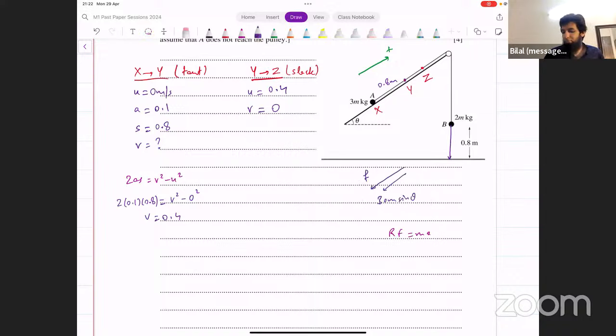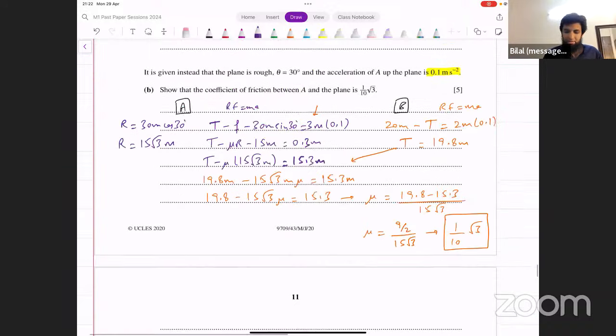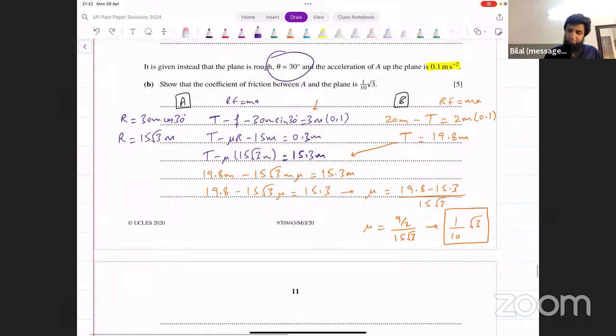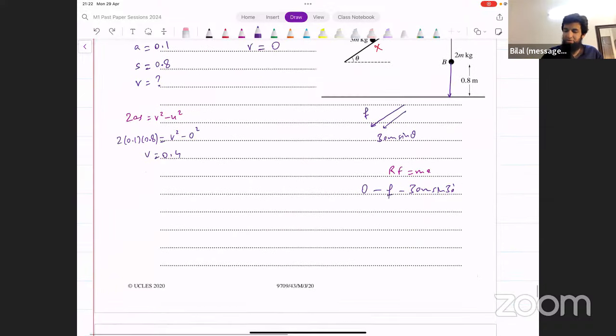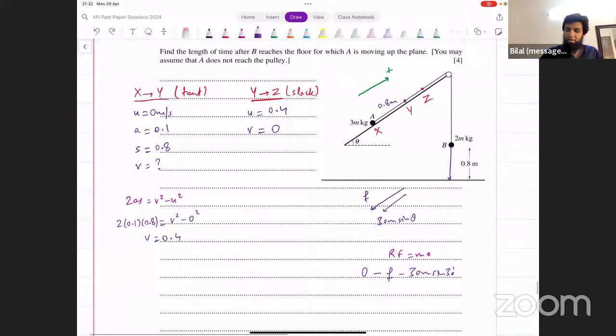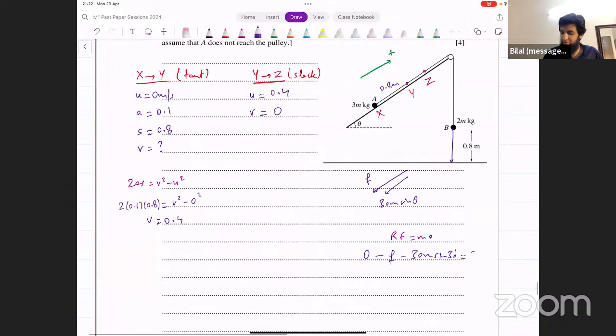What would that be? Is there any forward force? There's no forward force. Backward force is friction and 30m into sine of 30. Angle is still 30 here. That equals mass of particle A, that is 3m, into acceleration. You can find acceleration of the particle using this.